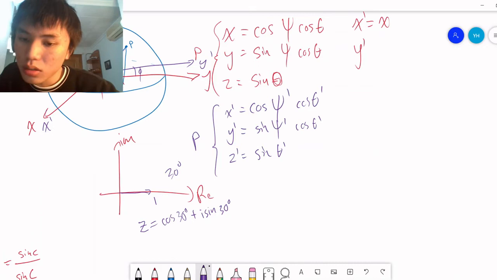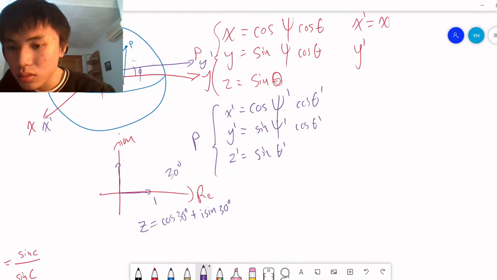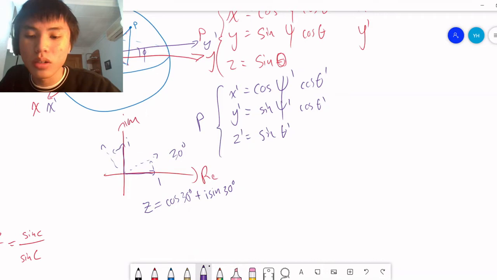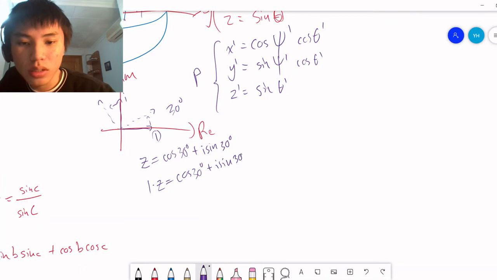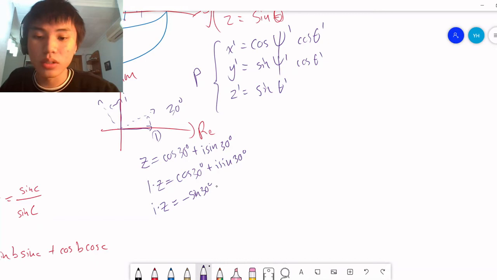Let's say we have the point i. In order to rotate this by 30 degrees, ending somewhere here, we still multiply by this same z. And let's try to multiply both i and 1 by z. For 1, 1 times z is going to be equal to cosine 30 degrees plus i sine 30 degrees, because 1 times anything is itself. And then i times z is going to be equal to negative sine 30 degrees, because i squared is equal to negative 1, plus i cosine 30 degrees.